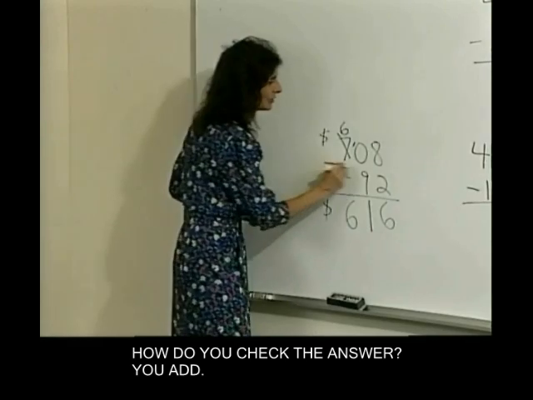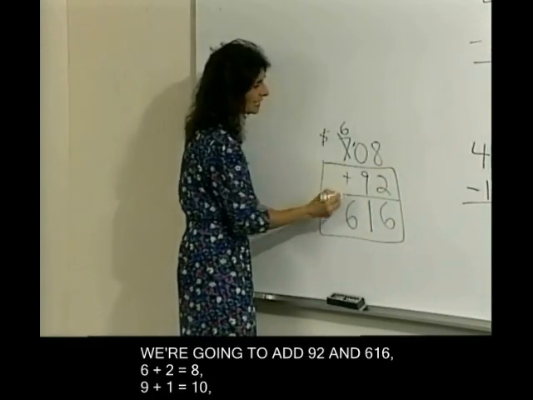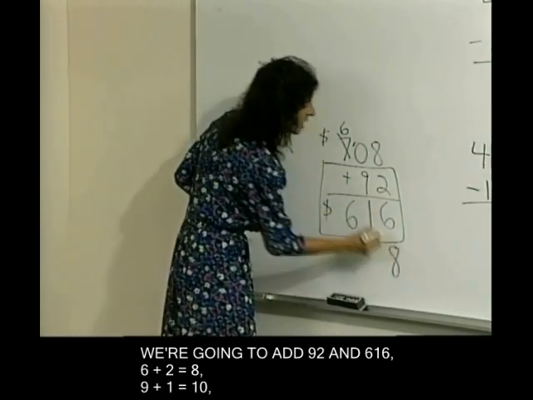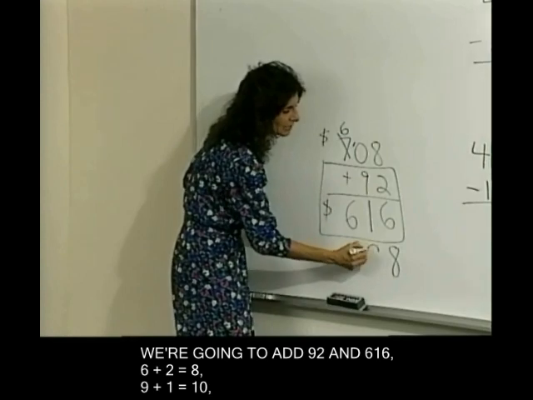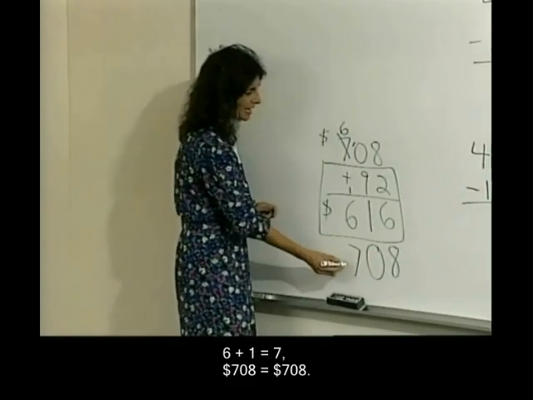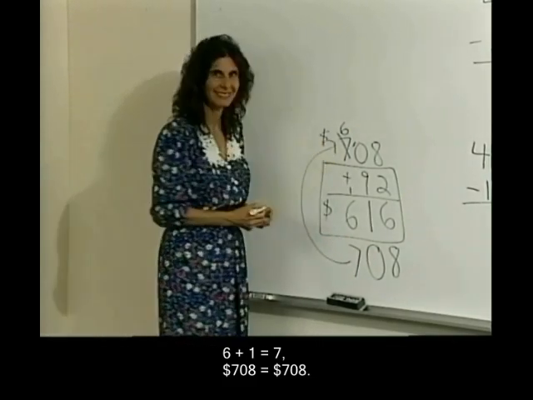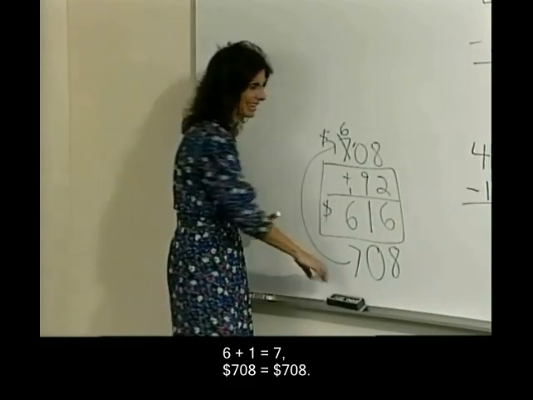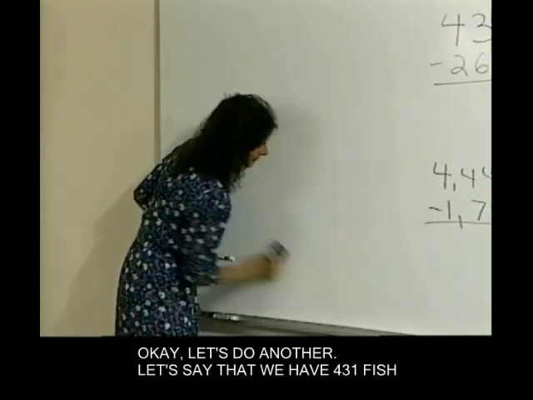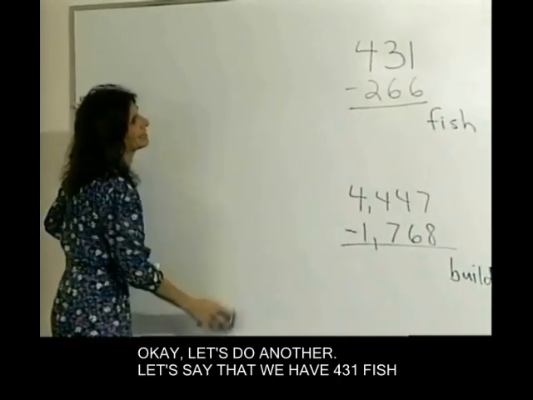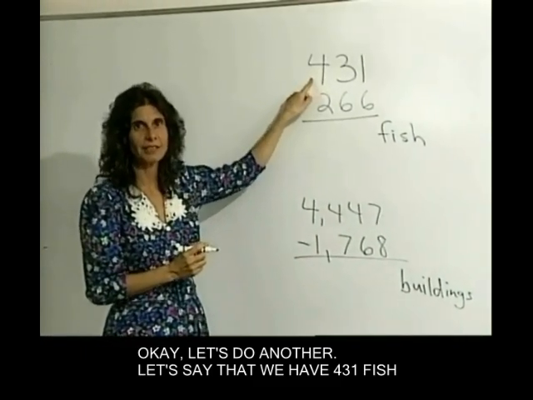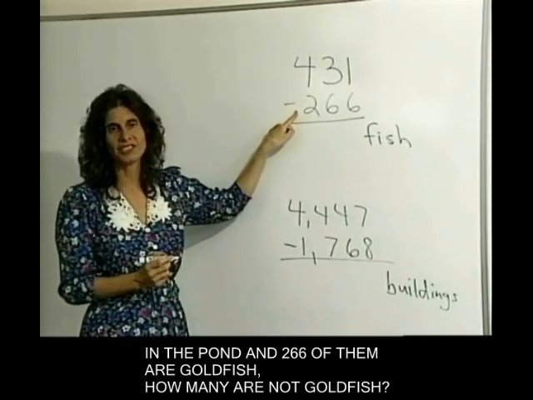How do you check the answer? You add. We're going to add 92 and 616. 6 plus 2 is 8. 9 plus 1 is 10. I put down my 0. I carry my 1. 6 plus 1 is 7. $708 equals $708. Okay, let's do another. Let's say that we have 431 fish in the pond, and 266 of them are goldfish.